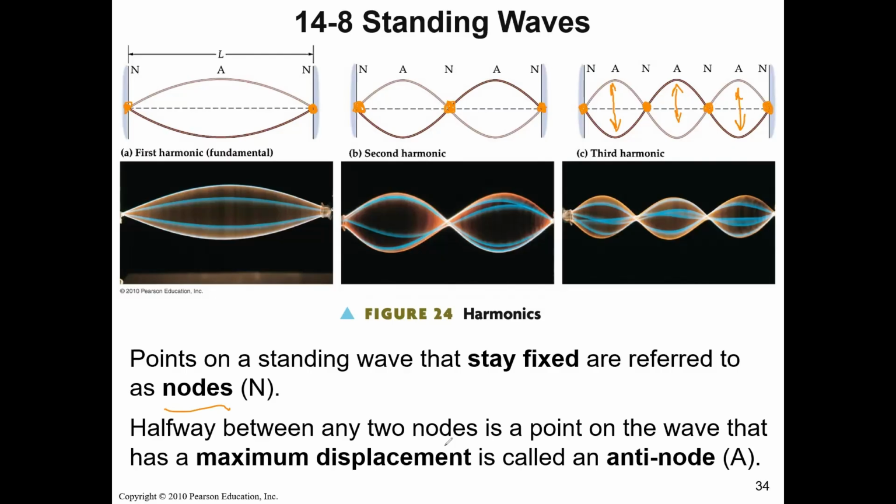and then halfway between any two nodes is a point that has maximum displacement. Okay, for example, this point can have a maximum displacement, and this point is called an antinode. So we can see that in second harmonic, that's this point and this point, right? In third harmonic, that's this point and this point. And we see that in any harmonic, it's always like node, antinode, node, right? So they come in alternating ways, node, antinode, node, antinode, node.